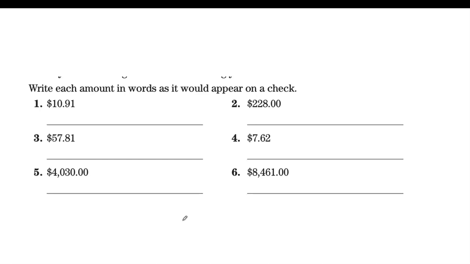So let's start out with the top of your notes. You have six amounts where you have to write them out in words. So this is 10 and 91 over 100. Okay? So what you want to do is pause the video, write all of these out.